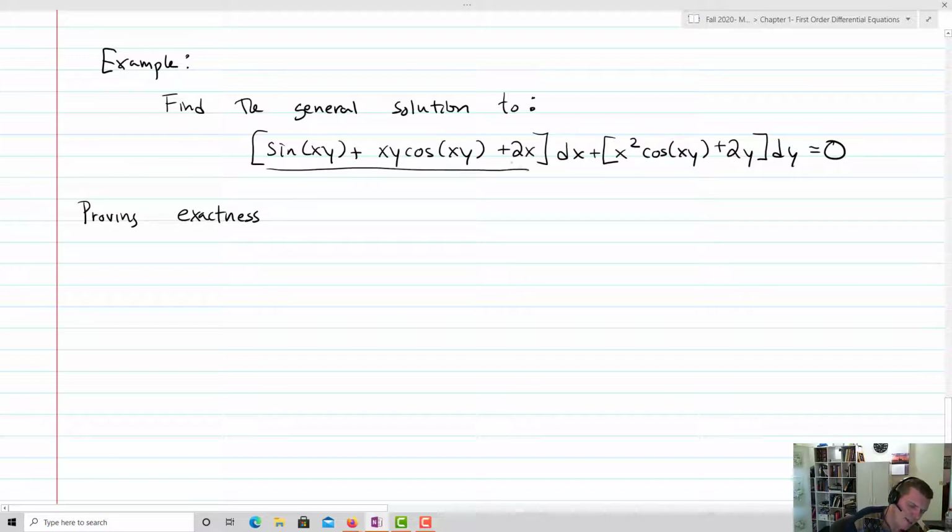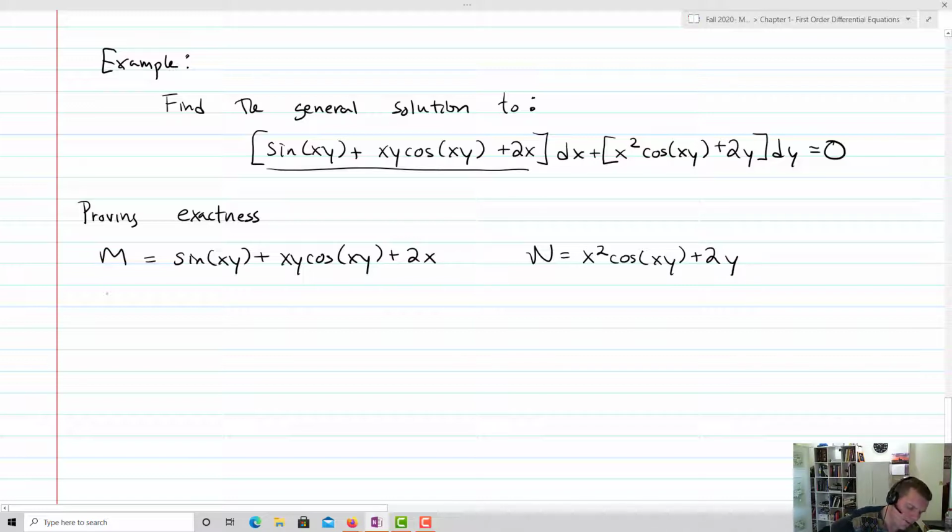Since this is the function with respect to dx, we'll write it as sine of xy plus xy cosine xy plus 2x, that's equal to M. And so N will equal x squared cosine xy plus 2y.